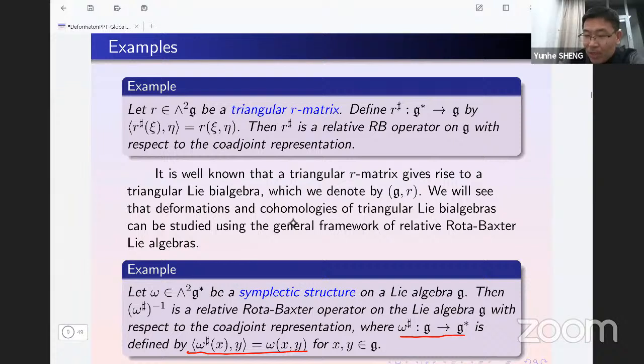Yeah. So for the triangular R matrix, the classical Yang-Baxter equation is a tensor equation. Namely, R is in the tensor square of g, so it is a tensor, and we need to consider the tensor equation, for example, [R,R] equal to 0. But if we consider the relative Rota-Baxter operator, it is a linear map, so the equation becomes an equation of linear maps. So somehow they are equivalent. But if we view such tensors as linear maps, sometimes we have some advantages.